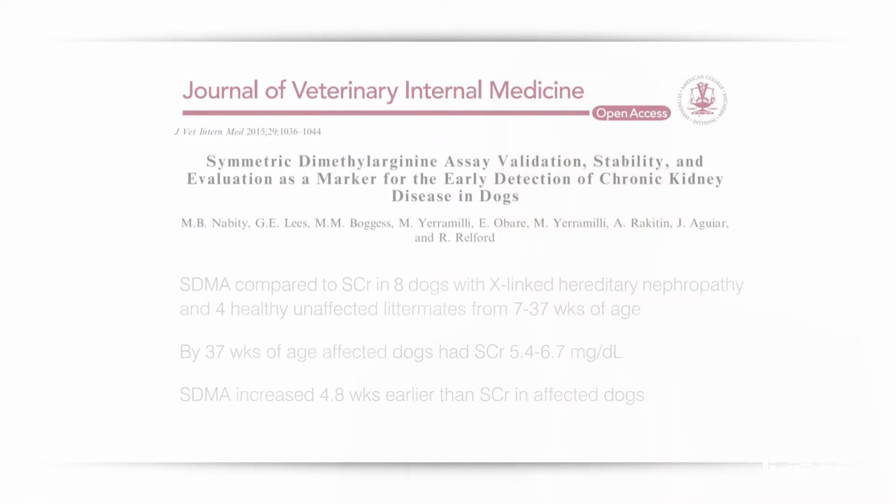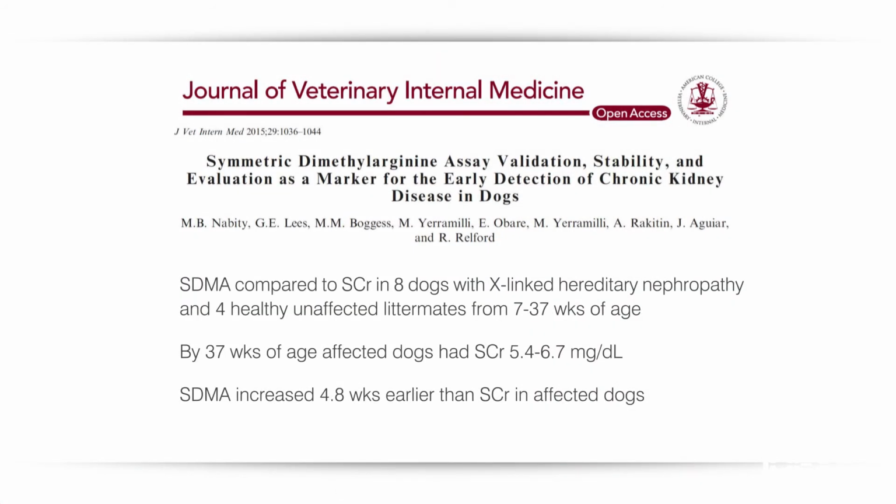Lastly, this test, the SDMA test, was also evaluated in young dogs with progressive hereditary renal disease in this study, and it was shown that the SDMA, again, increased, in this case, on the average about a month or two before the serum creatinine increased. So the SDMA test is an exciting test that's become available that may help us diagnose kidney disease earlier than we previously were able to do.